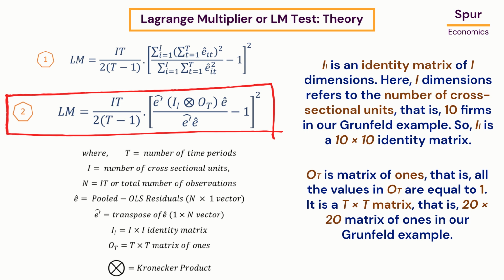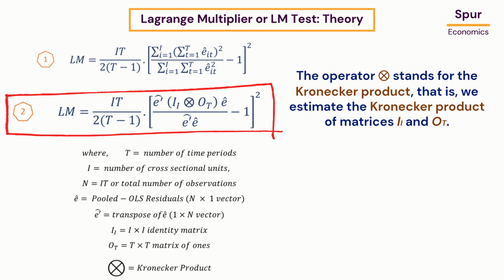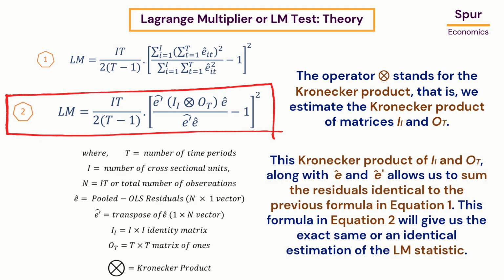J_T is a matrix of ones, that is, all the values in J_T are equal to 1. It is a T by T matrix, that is, a 20 by 20 matrix of ones in our Grunfeld example. The operator shown here stands for the Kronecker product, that is, we estimate the Kronecker product of matrices I and J_T. This Kronecker product of I and J_T, along with e-hat and e-hat transpose, allows us to sum the residuals identical to the previous formula in equation 1. This formula in equation 2 will give us the exact same, or an identical, estimation of the LM statistic.